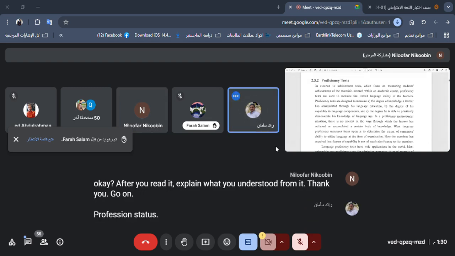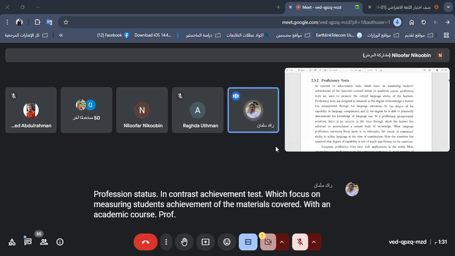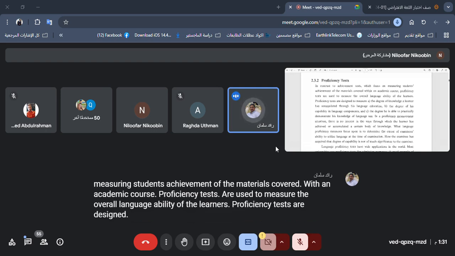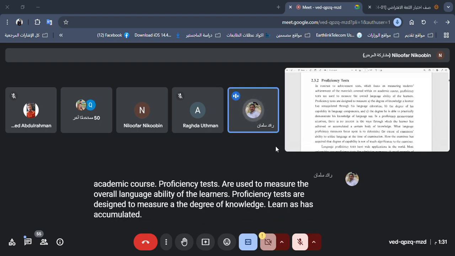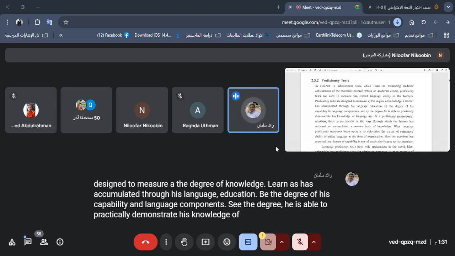Proficiency test. In contrast to achievement tests, which focus on measuring students' achievement of the materials covered within an academic course, proficiency tests are used to measure the overall language ability of the learners. Proficiency tests are designed to measure: A. The degree of knowledge a learner has accumulated through his language education. B. The degree of his capability in language components. C. The degree to which he is able to practically demonstrate his knowledge of language use.